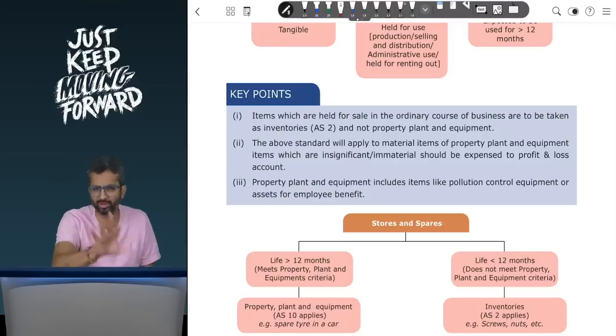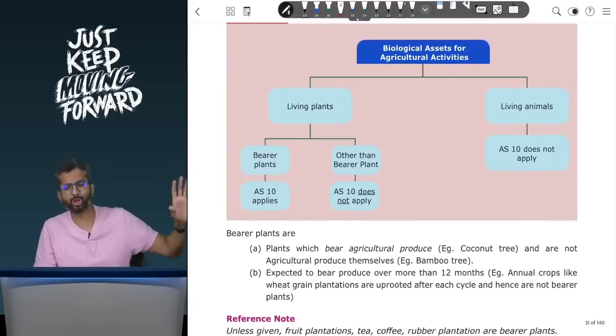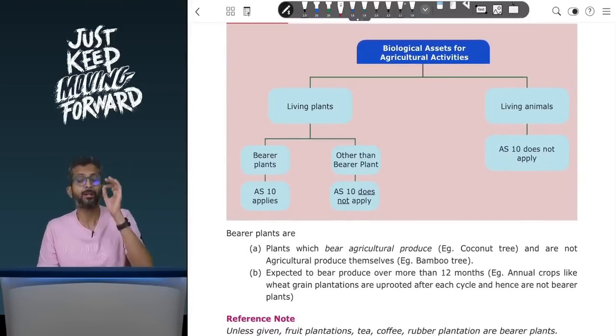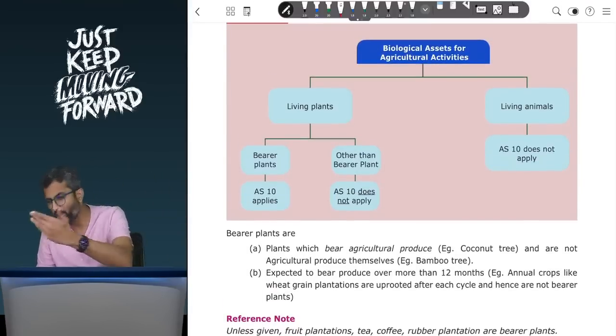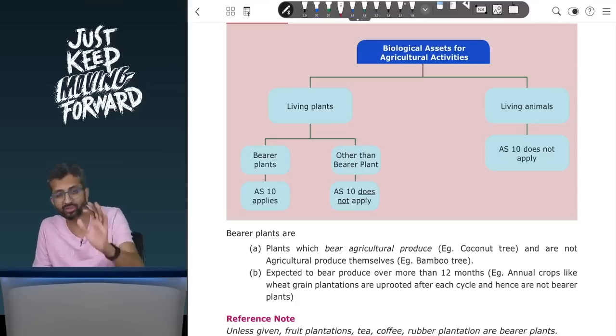However, the Institute does not ask you as much about bearer versus other than bearer. But from an exam perspective, biological assets for agricultural activities, living animals are always outside AS10. Living plants, if they are bearer plants, are within AS10, and other than bearer plants are outside AS10. So let us focus on what is a bearer plant.